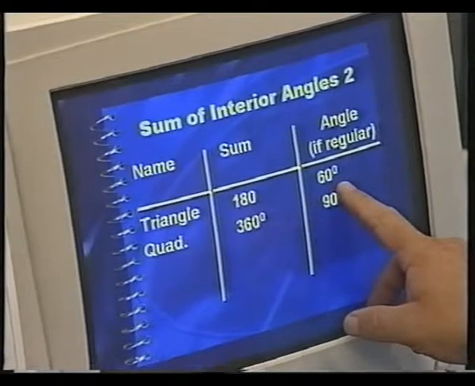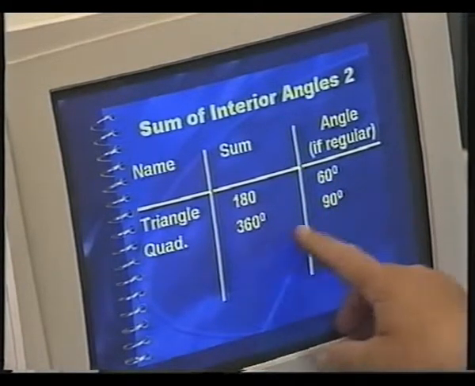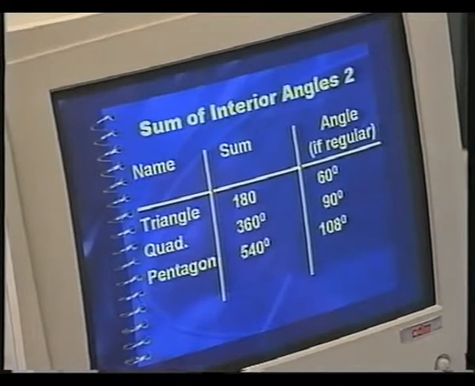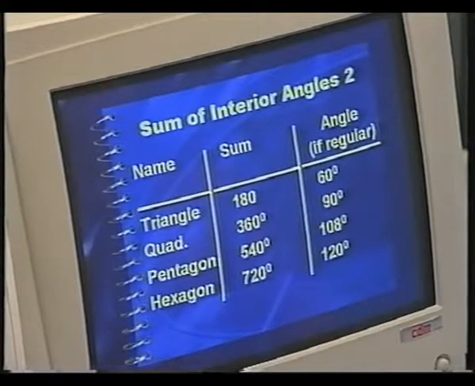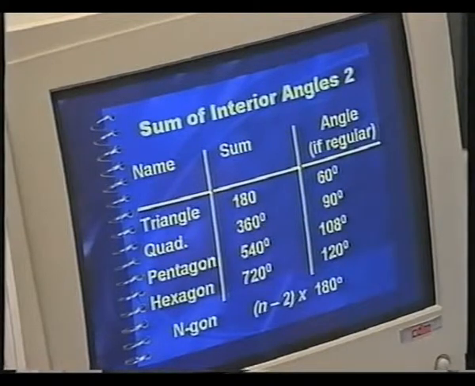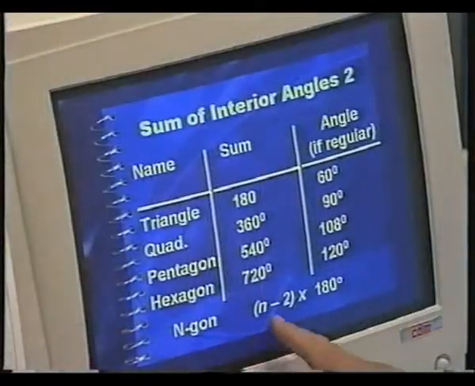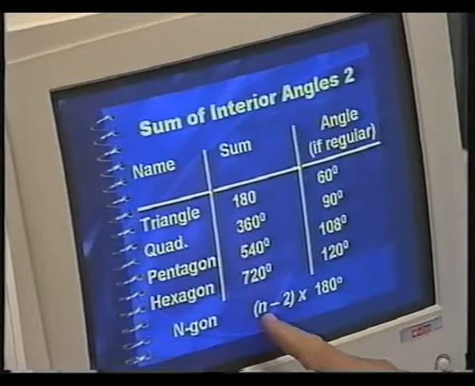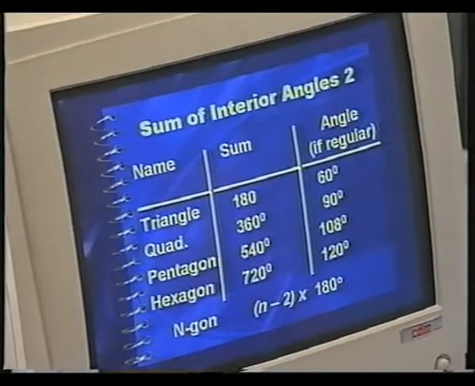See, you just then divide by 3 in that case. You divide there by 4. And a regular quadrilateral, by the way, is called a square. Pentagon, 108. And a hexagon, the total is 720. Each angle is 120. And here we get the mathematics into it. Here we've got a formula for n-gon, a general polygon. And we always get 2 less than the number of sides, multiplied by 180 to get the total sum of interior angles.